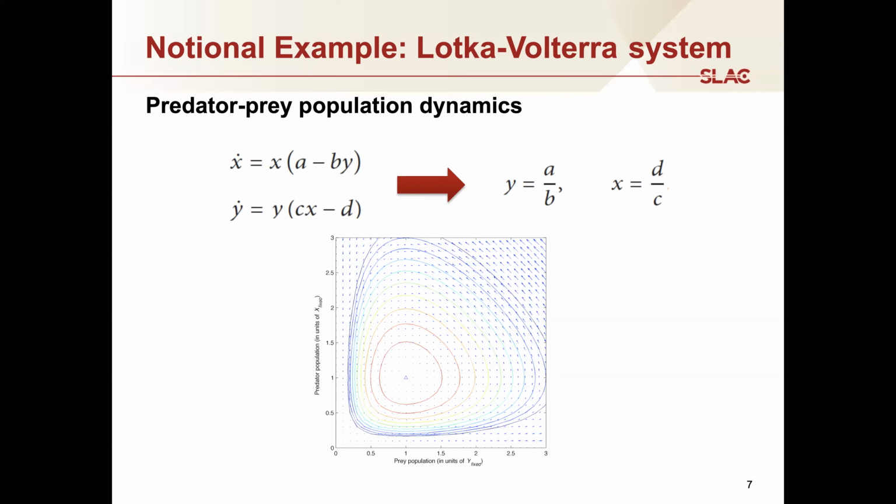So a Lotka-Volterra model is a predator-prey model. You can think of it as foxes and rabbits. And so you have a population of prey and a population of predators, and the rate at which predators reproduce is a function of how much prey is available and how many predators there are, and the rate at which prey reproduce is a function of how many of them there are and how many predators there are.